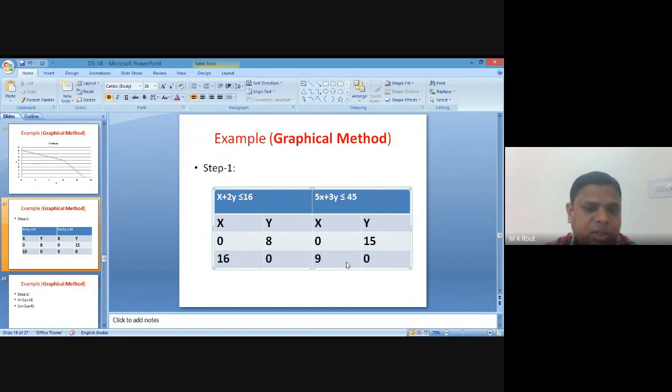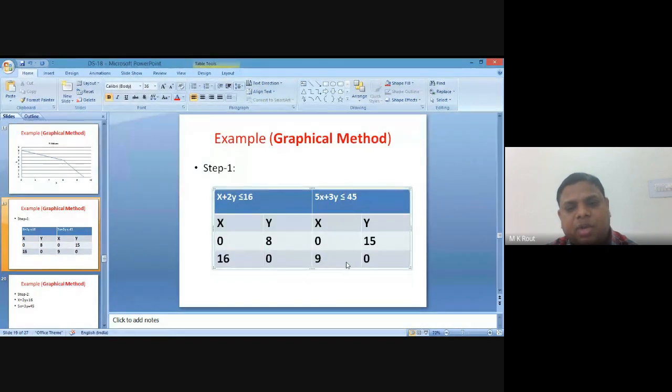The first step is you have to convert the inequality into equality. That means make a particular table. In that table, you have to write the first equation: x plus 2y less than or equal to 16, then 5x plus 3y less than or equal to 45. Then make four columns for equation 1 and equation 2. In equation 1, if I put 0 for x, then y equals 8. Again, if I put 0 for y, then the x value is 16.